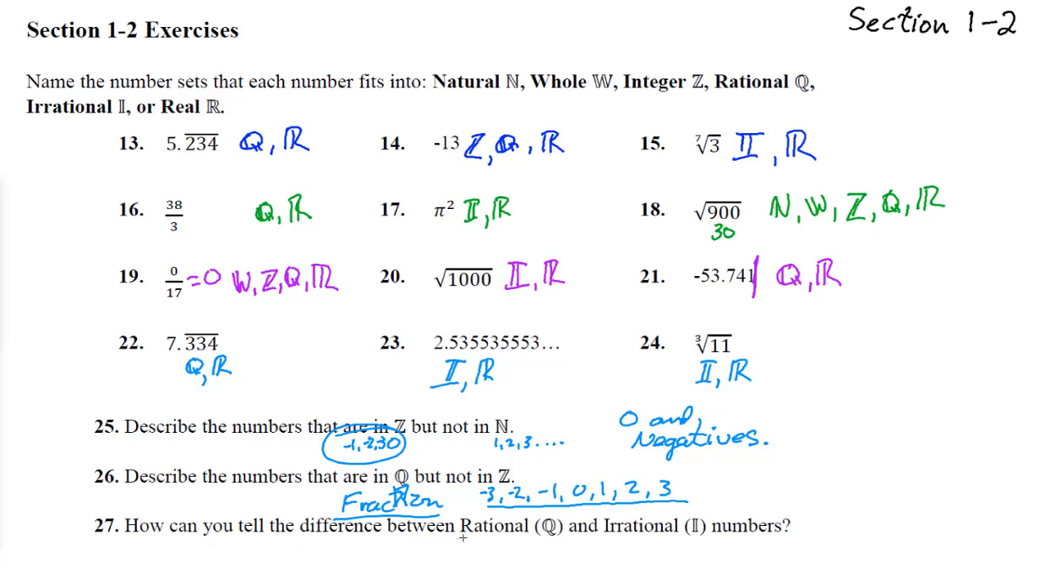How can you tell the difference between rational and irrational numbers? Rational numbers are decimals that repeat or stop. Decimals that repeat or stop. So these guys don't repeat and don't stop. So these are square roots that do it. How can you tell the difference? Rationals can always be written as a ratio of two numbers or fractions.